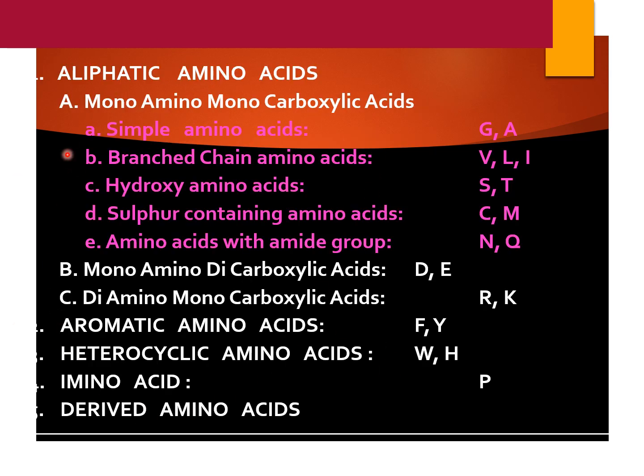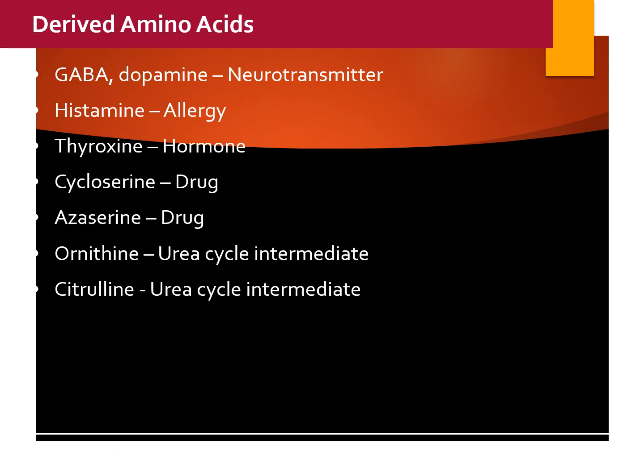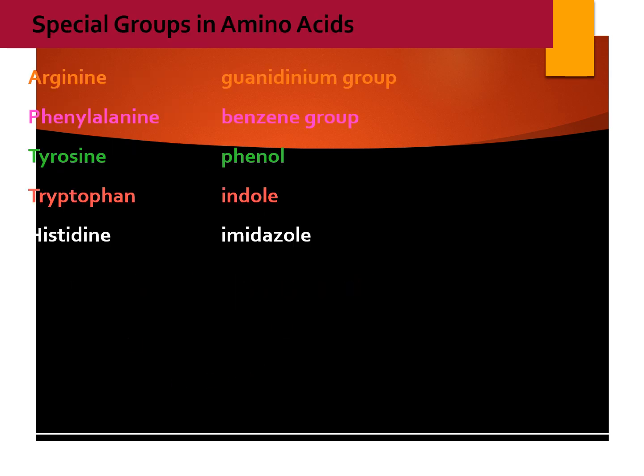So this, in a nutshell, is the slide summarizing all the amino acids based on their structure. This is the compilation of all derived amino acids. GABA and dopamine are neurotransmitters. Histamine is important in allergy. And then thyroxine is a hormone. Cycloserine is a drug. Azaserine is a drug. Ornithine is an important intermediate of the urea cycle. Citrulline is also an important intermediate of the urea cycle. These are important anti-cancer drugs.